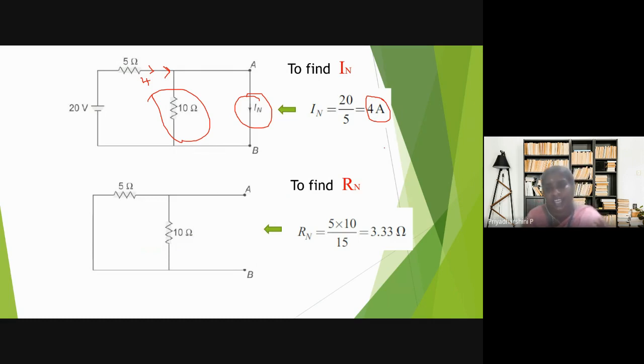So how to find out the equivalent resistance? We have to open circuit the terminals, that is, the load resistance. After open circuiting this, consider these two resistors connected in parallel. So R1 into R2 by R1 plus R2: 10 into 15 by 10 plus 15. So 50 divided by 15 is 3.33 ohms.